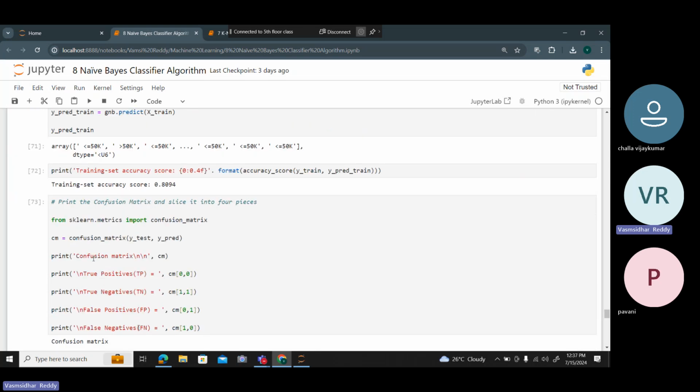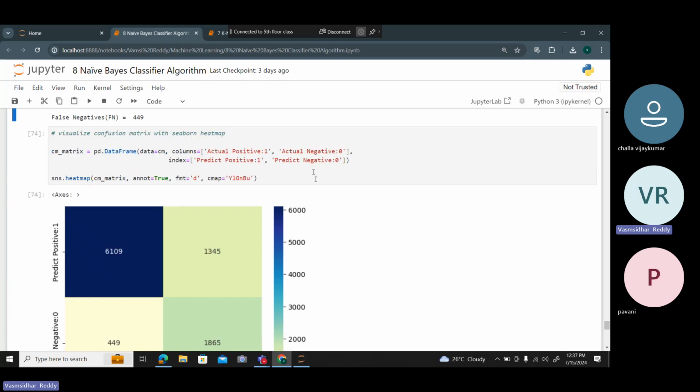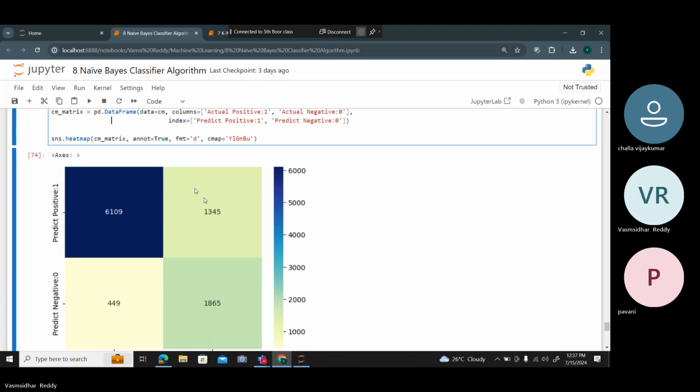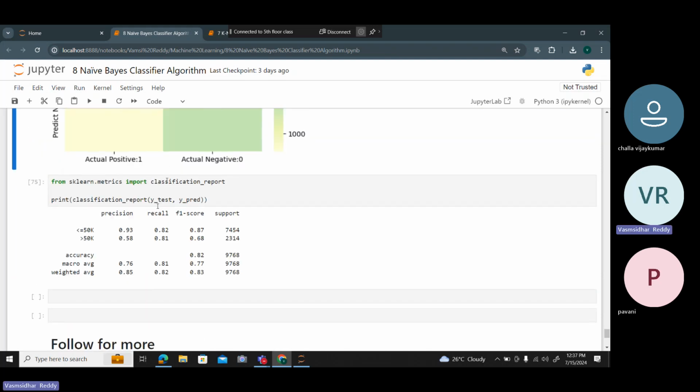If you want to find the confusion matrix also, you can find true positive is around this much, true negative is this much, and so on. So these are the confusion matrix values. If you want to visualize it as a heat map, this is a heat map. Same thing I took: CM is equal to a data frame of CM, with true positive, true negative, and this is the heat map. And this one is the classification report, for finding the accuracy, precision, recall. Clear? This is all about your Naive Bayes algorithm.